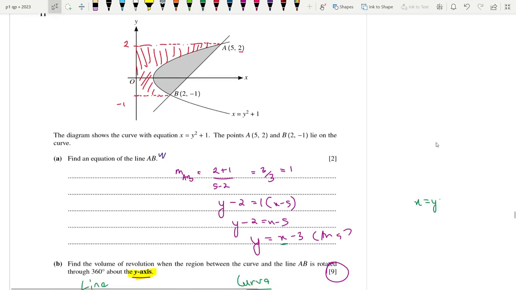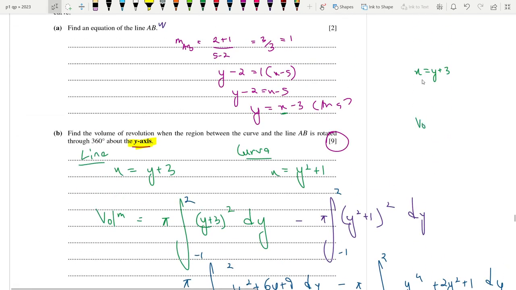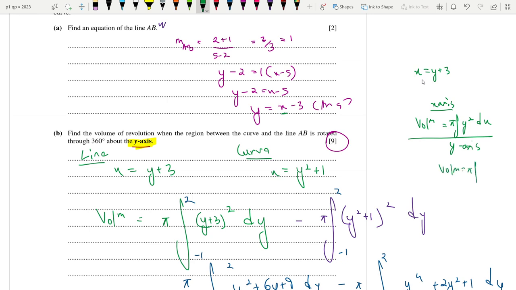For the line, it is x equals y plus 3. And for the curve, x is already the subject. So that's less trouble. And the formula for volume is, in general, pi integral y squared dx if it's about the x-axis. But in this question, it is rotated about the y-axis, so volume is equal to pi integral x squared dy. We are applying this formula over here.